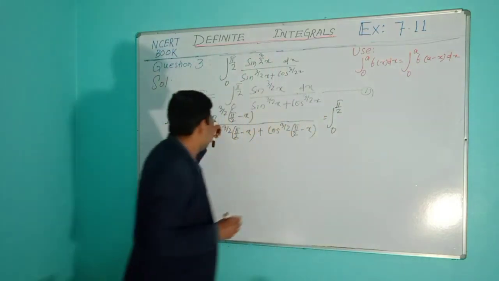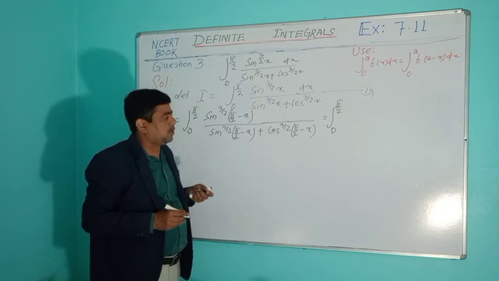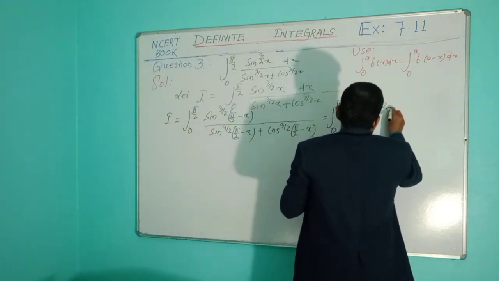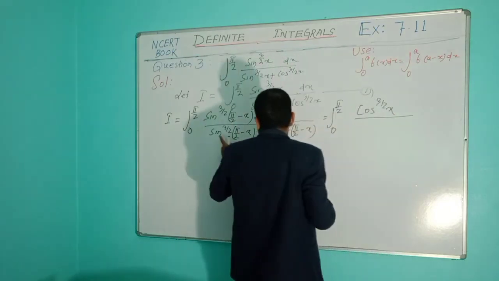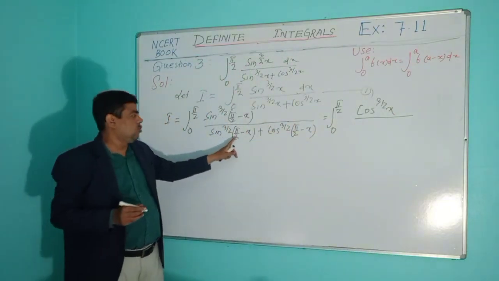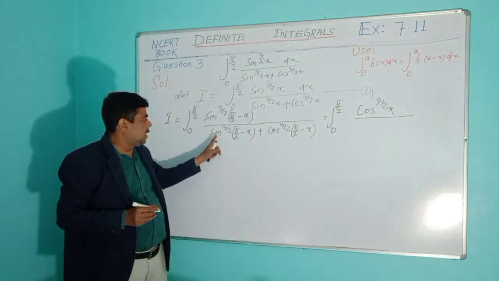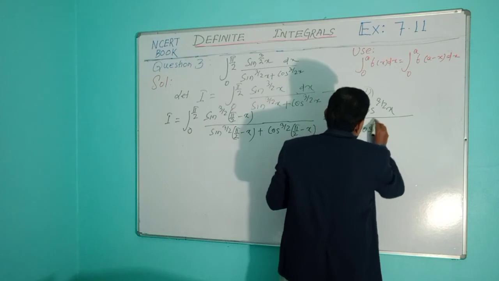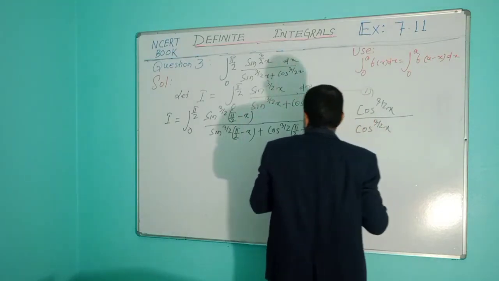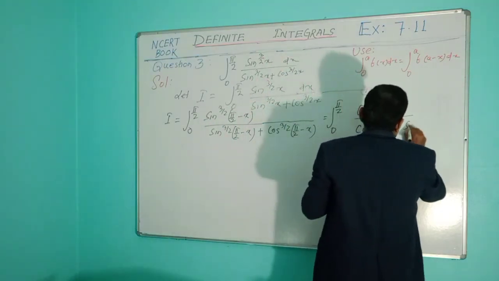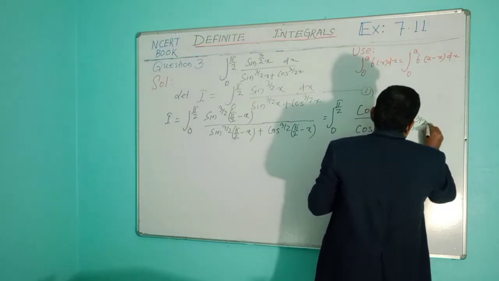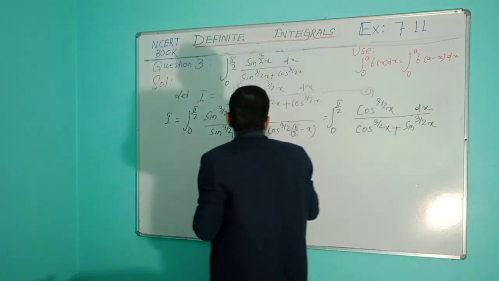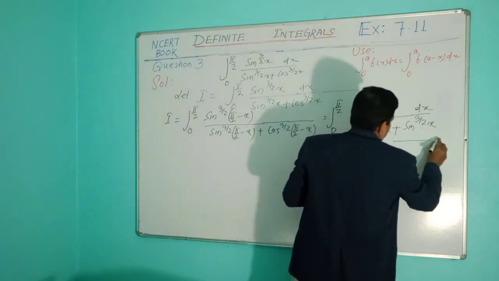And you see sin of (pi by 2 minus x) is cos x. So it will be cos to the power 3 by 2 x divided by, now sin to the power 3 by 2 of (pi by 2 minus x) means sin of (pi by 2 minus x), which will be cos x, so cos to the power 3 by 2 x plus sin to the power 3 by 2 x, dx. Understand? And this is equation number 2.